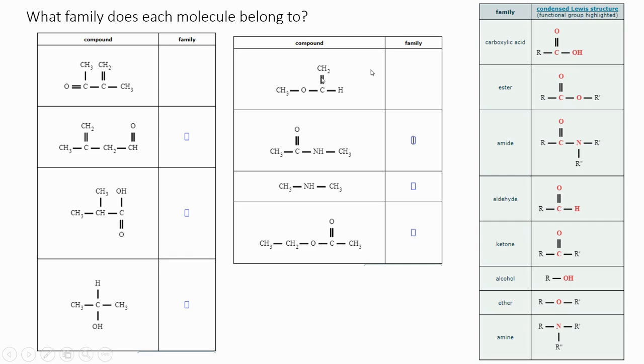Would that be? Ooh, would that be ether? Yes, ether. So we have just oxygen. Yep. They're trying to trick you. They put this thing that's not an oxygen, so we don't care. We care if it's a carbon double bonded to an oxygen, not carbon double bonded to carbon. So oxygen only next to carbons, that's going to be our ether. Okay, good.